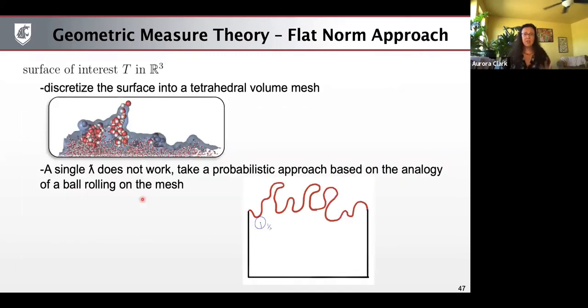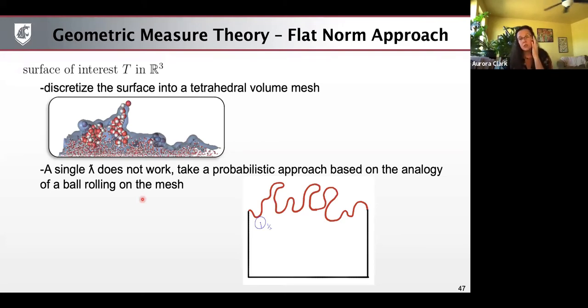Now, in 3 dimensions, for the surfaces that we have at our oil-water interface, we need to discretize our surface, which originally is made of molecules, into a tetrahedral volume mesh. And 1 lambda doesn't work, right? Because I have this huge variation in all of these structures. If I just want to use 1 lambda, I'm not going to pull off all the structures that I want.